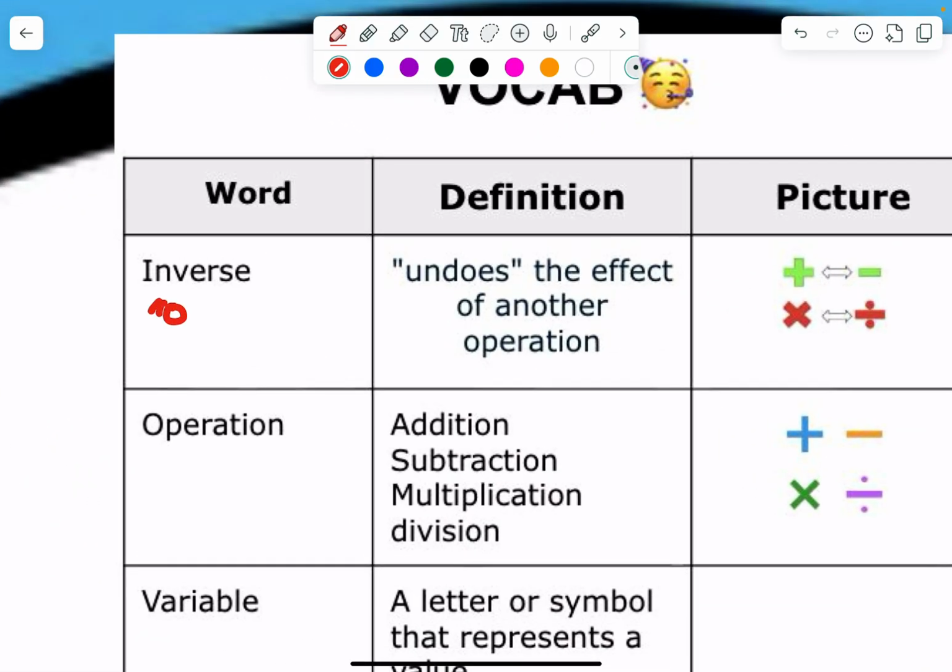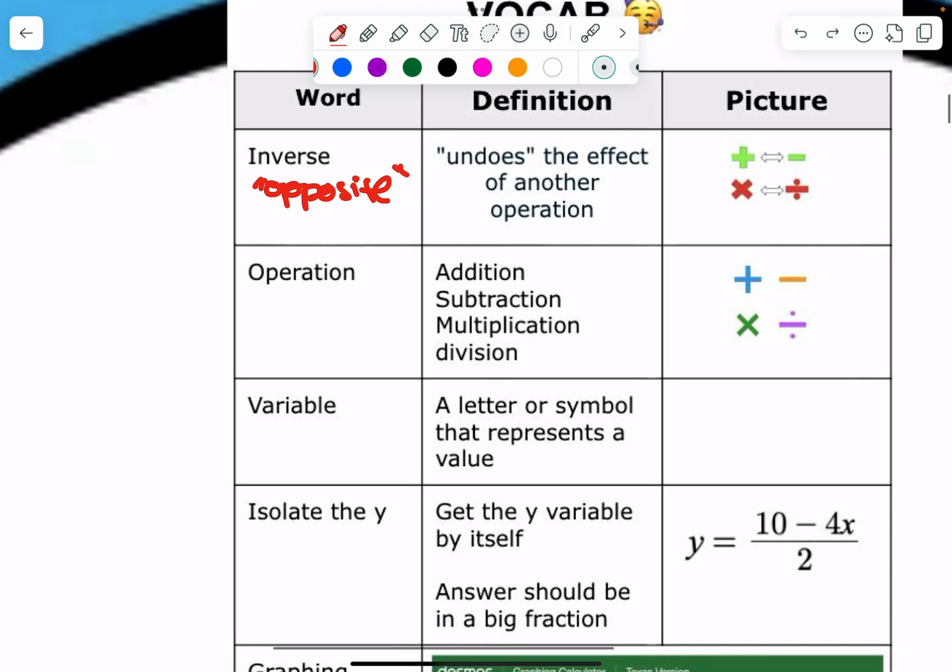So inverse is just going to be opposite. The opposite of positive is negative. The opposite of negative is positive. Okay? When you're multiplying, it's going to be divide. Those are the biggest things today.